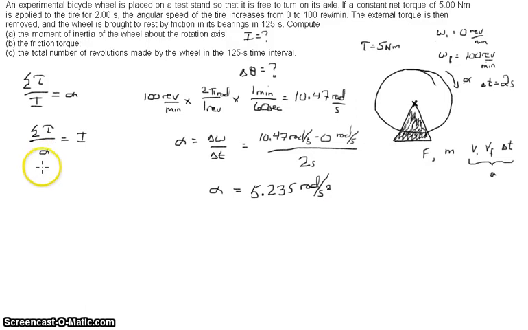Okay, now if I come over here, I have 5 Newton meters divided by 5.235 radians per second squared. When I solve for the rotational inertia, I get 0.995 kg meter squared. Alright, so this is what my rotational inertia value would be.